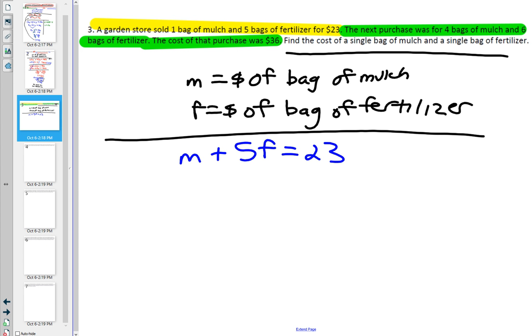Isaac, does your injury keep you from writing? If 4 bags of mulch and 6 bags of fertilizer cost $36, well, it wouldn't be just M. It's 4M plus 6 what? Plus 6F is equal to?